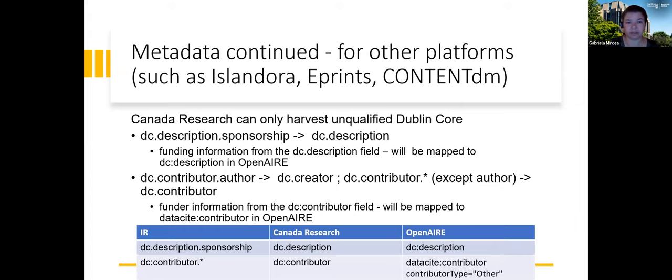Because for other platforms we can only get simple Dublin Core, the DC description sponsorship becomes DC description. And funding information from the DC description field will then be mapped to DC description in OpenAIRE. Then DC contributor author becomes DC creator, and all the other contributors, which can be the thesis advisor and so on, all become DC contributor, which we then map to DataCite contributor with the contributor type other.